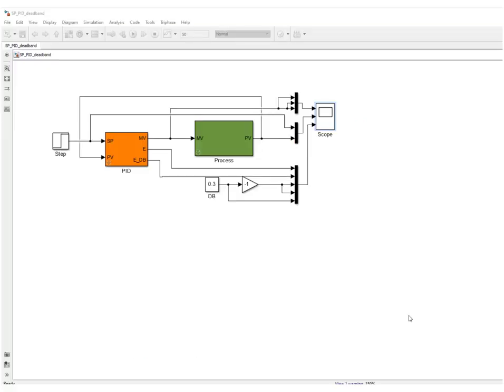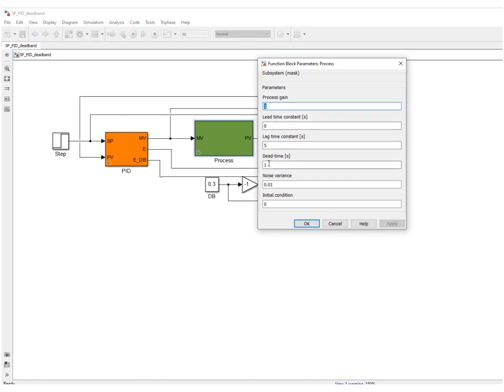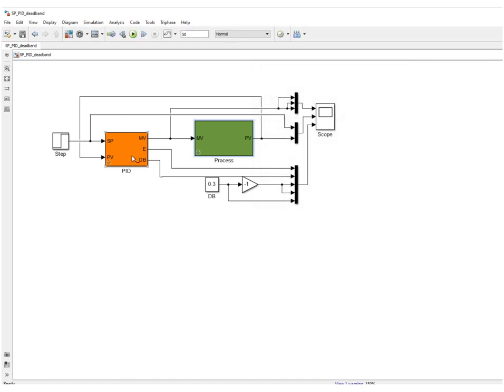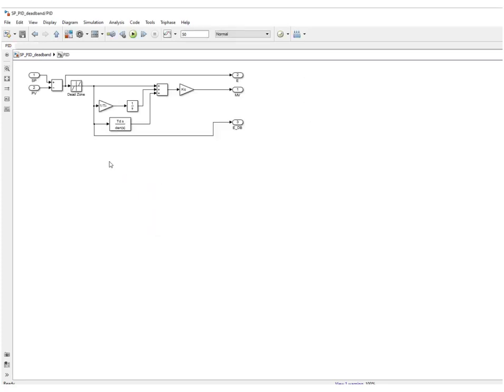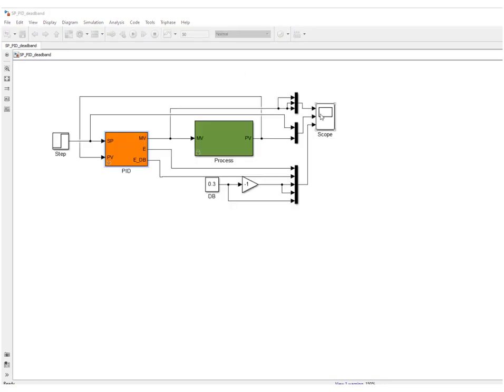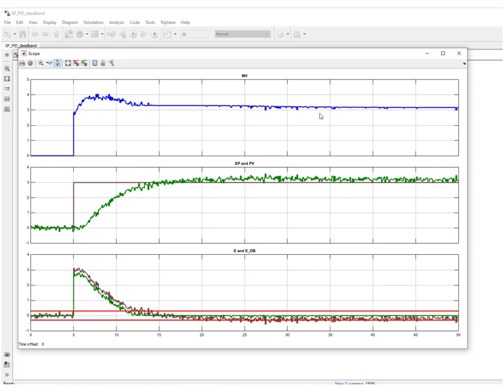Well, let us look at an example in Simulink. Here we have a process, first order with delay, that is subjected to noise, and here we have a PID controller. We have tuned it as a PI controller, and you can set the deadband, and if you go and look underneath the mask, this is what you see. So here you have the error and here the deadband, so this is what the controller is seeing. If we now look at the step response, this is what you see.